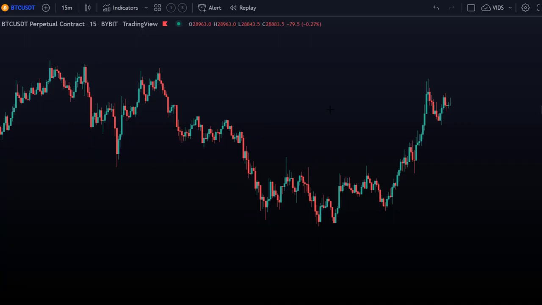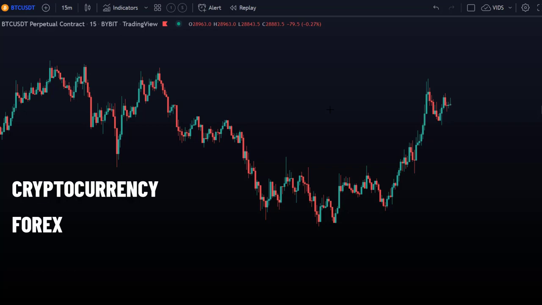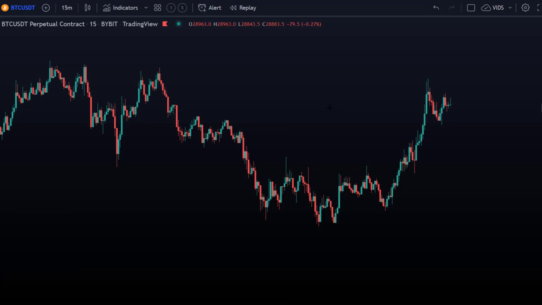Today I'm trading the strategy on the price of Bitcoin, but you can also run this strategy on other cryptocurrencies or Forex or on the stock market. As I said, we use 3 indicators for this day trading strategy.